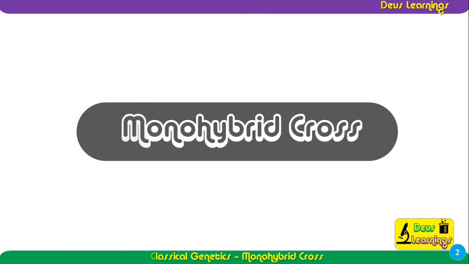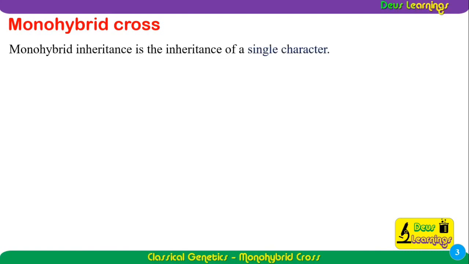So in monohybrid cross, we are just going to breed plants for a single trait. We inbreed with a single trait, right? So monohybrid inheritance is the inheritance of a single character. That means we are just observing a single character, only one character, and that one character can be any character of the plant.